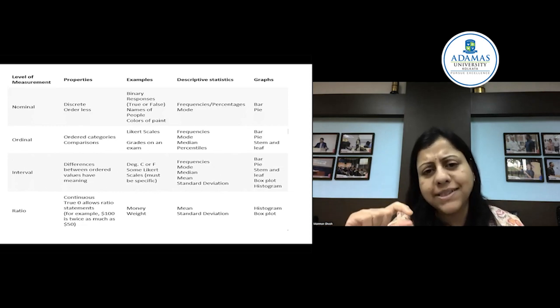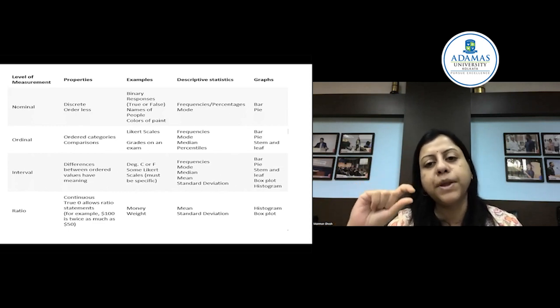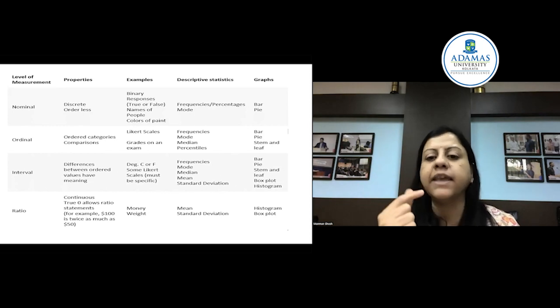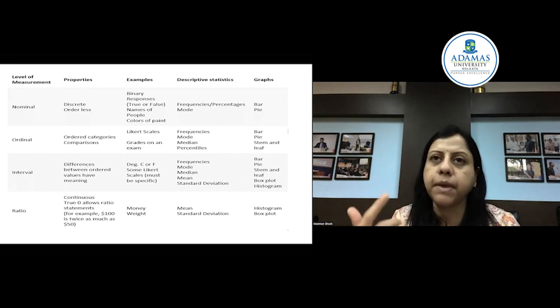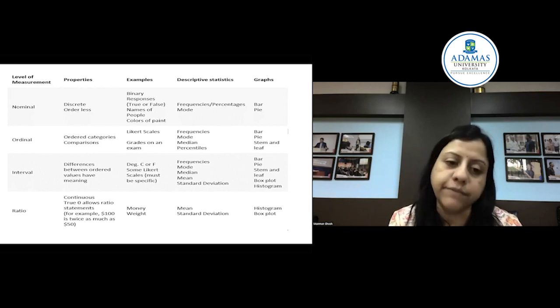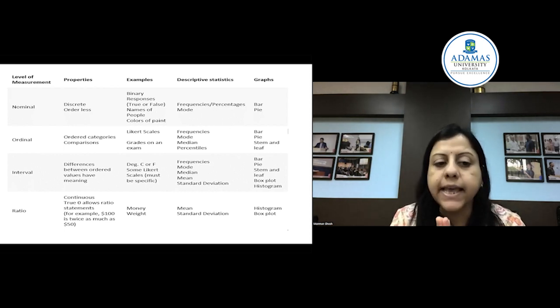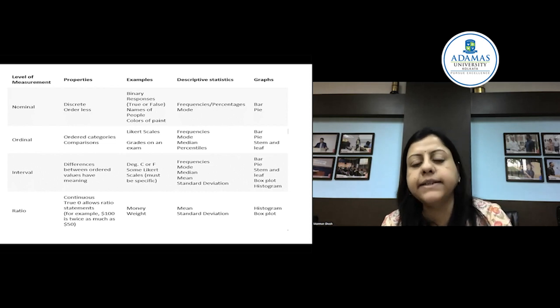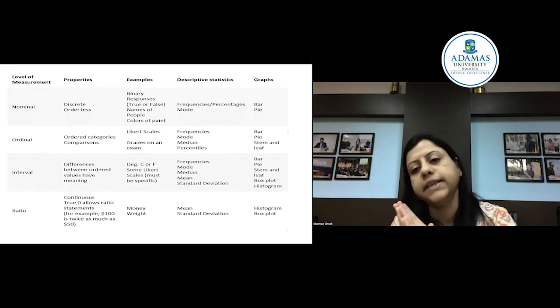So ordinal is one step ahead of nominal, but that is still categorical data. That's why the descriptive stats that can be used to represent ordinal data have evolved a little more than nominal. We have moved ahead from frequency, percentages, and mode to median and percentile. But do remember, both of them are positional averages. Now with interval and ratio scale, both of them are fully quantitative. The difference is interval does not recognize the zero value, whereas the ratio gives recognition to the zero value.